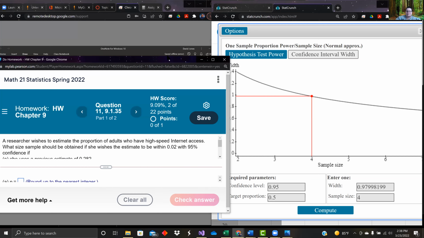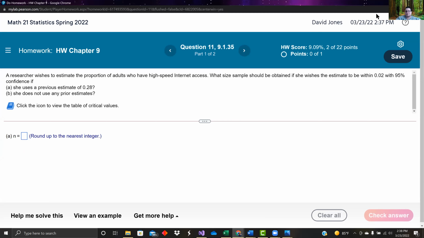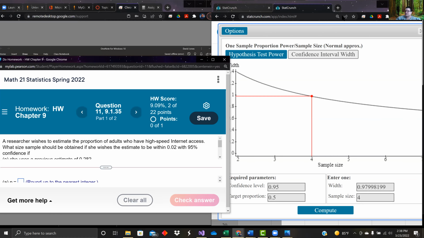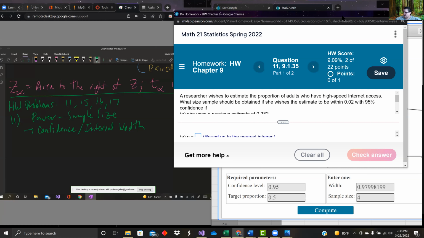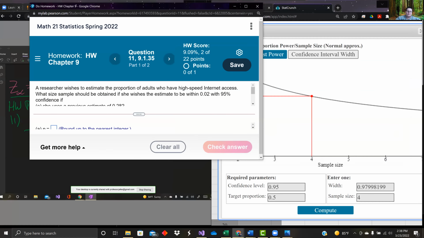Let me add that over here in the writing. When target proportion is 0.5, that means no prior estimates, which in our problem was part B. Okay. And you can see that right here, target proportion.